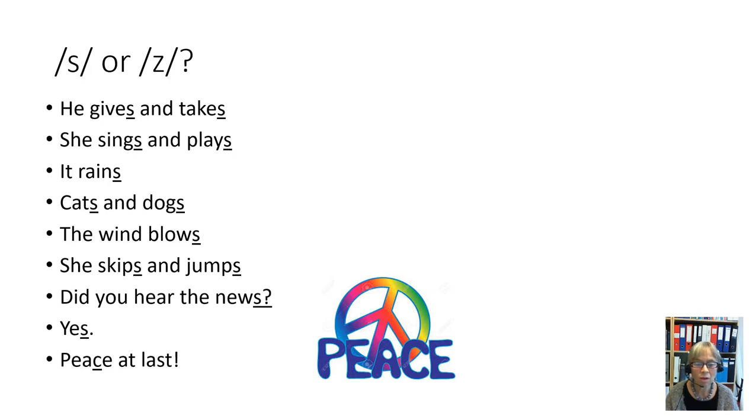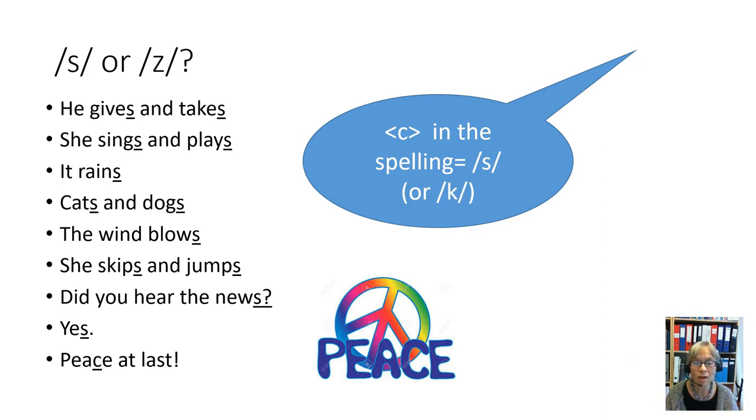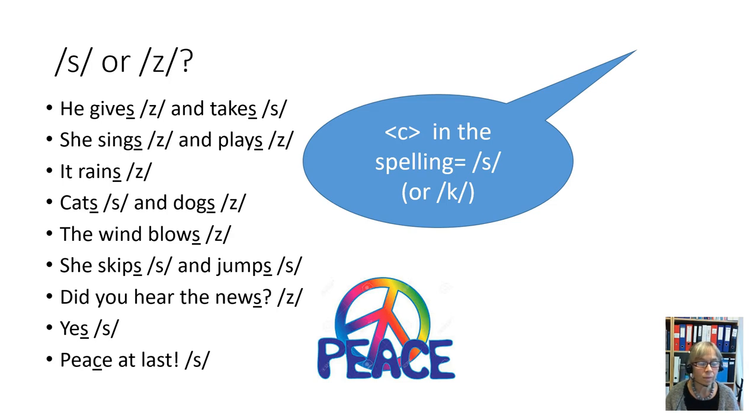Note while you look at this though that any S that's spelled with a C is always pronounced as S, unvoiced, if it's not K, of course, as in C in cats. Okay, here is the key. He gives and takes. V is voiced, therefore the voiced Z. K is unvoiced, therefore the unvoiced S. Sings and plays. It rains. Cats. Cat is unvoiced. T is unvoiced, therefore unvoiced S in cats. Dogs. The wind blows. She skips and jumps. The P is unvoiced, therefore unvoiced ending S.